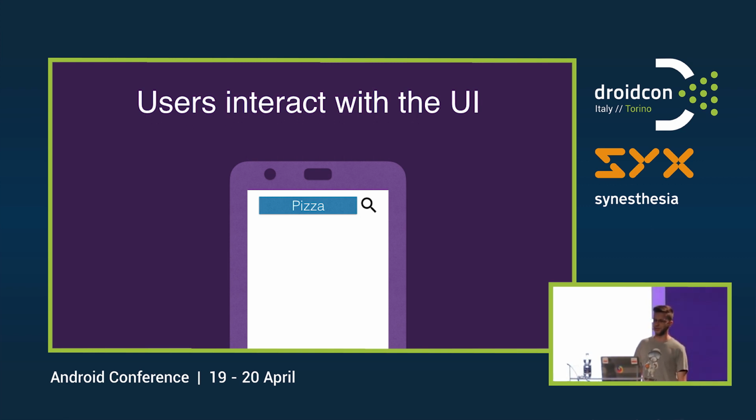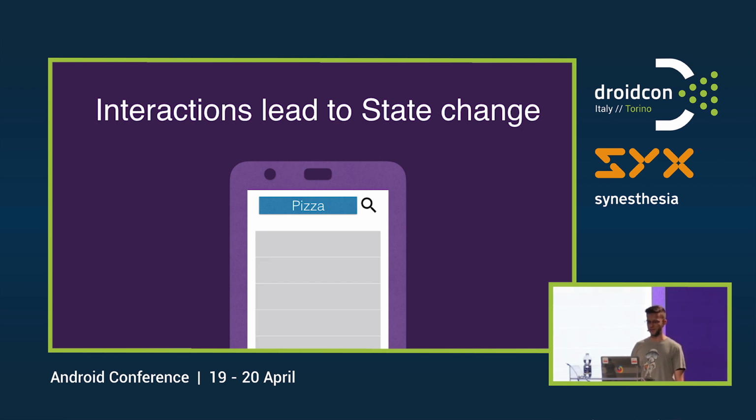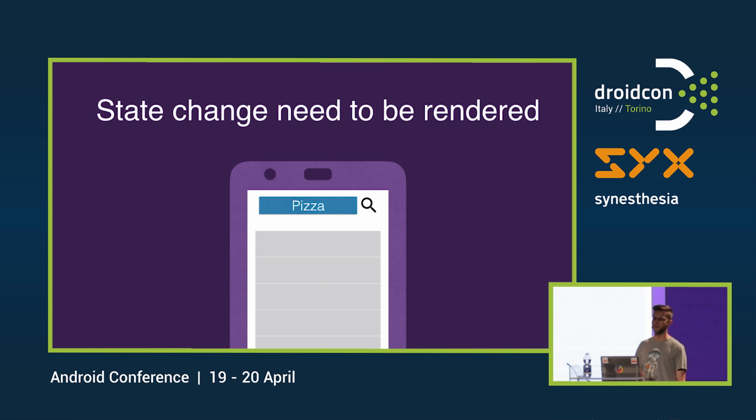And then we'll have a user which will interact with our UI. When a user interacts with our UI, it'll lead to a state change. We're going to go out to the cloud. We're going to download data. When we do this, we need to show a loading indicator. When the results come back, another state change. Now we need to show the results on our screen. And somehow, these state changes need to be rendered in our UI.